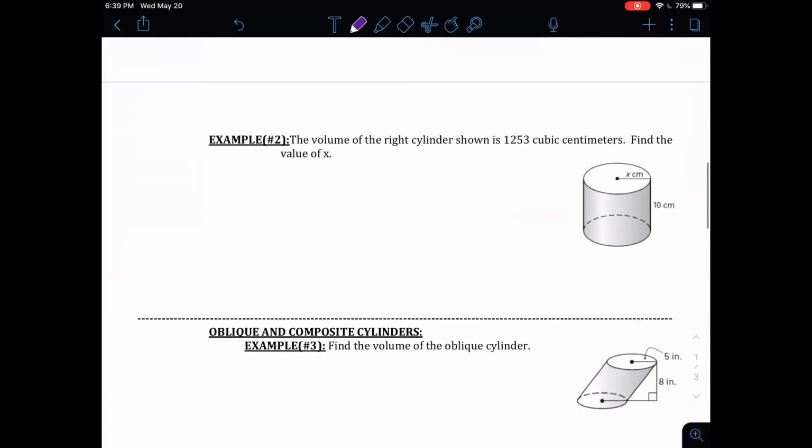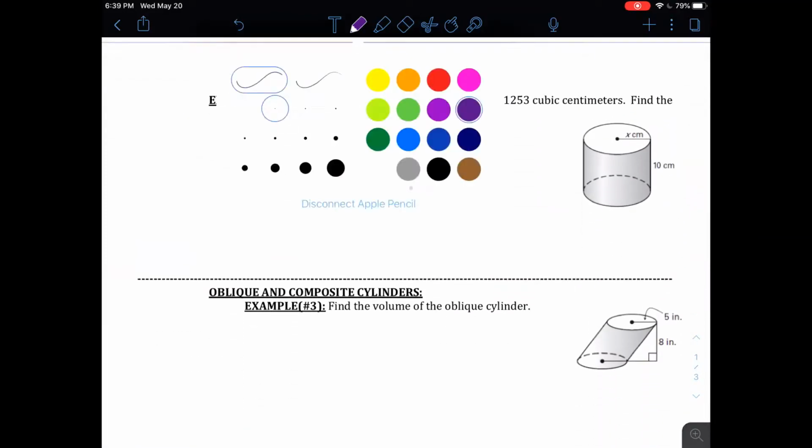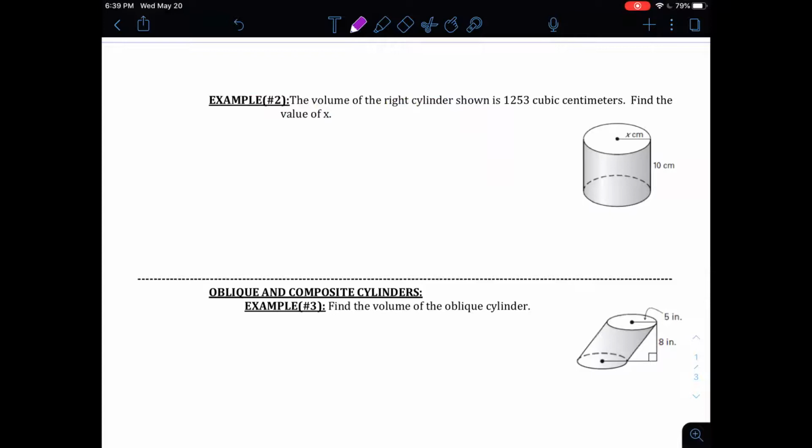All right, so example 2. This one's going a little bit different than what we were doing, okay? It says the volume of the right cylinder shown is 1,253 cubic centimeters. Find the value of x. So this one we actually know the volume of this. We're looking for the radius, which is x. The value of x is the radius.